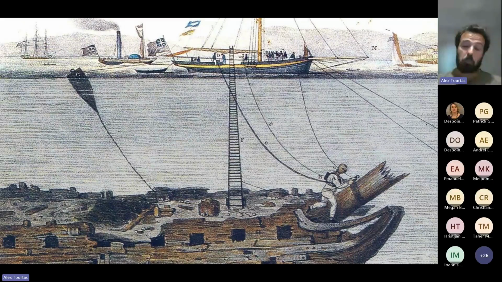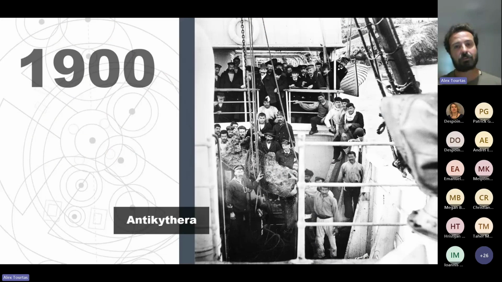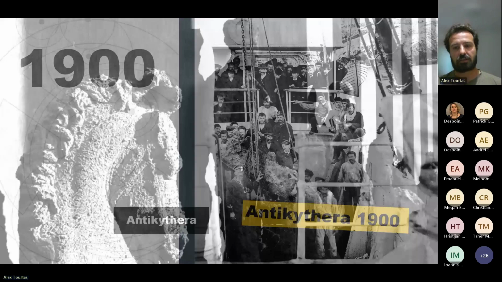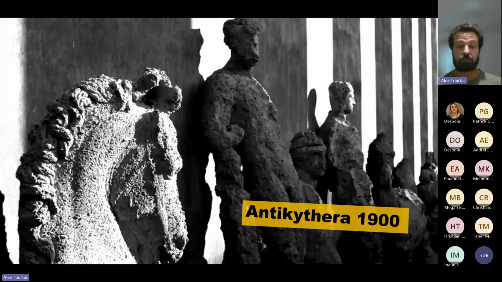And what most of us believe to be the cradle of underwater archaeology is the Antikythera shipwreck that was found in the 1900s. It was one of the first major underwater archaeological expeditions worldwide, and it actually delivered a lot of interesting artifacts that until today continue to be exhibited in the National Archaeological Museum in Athens.